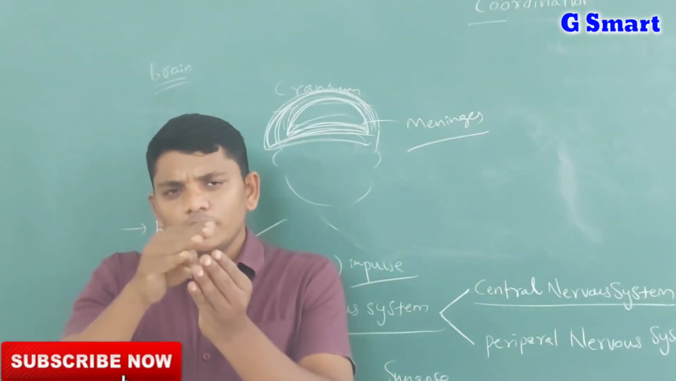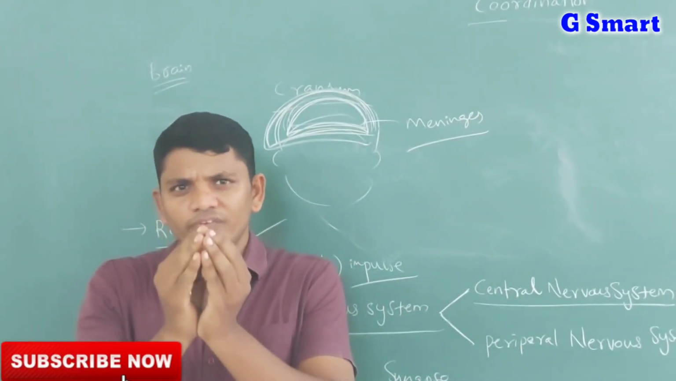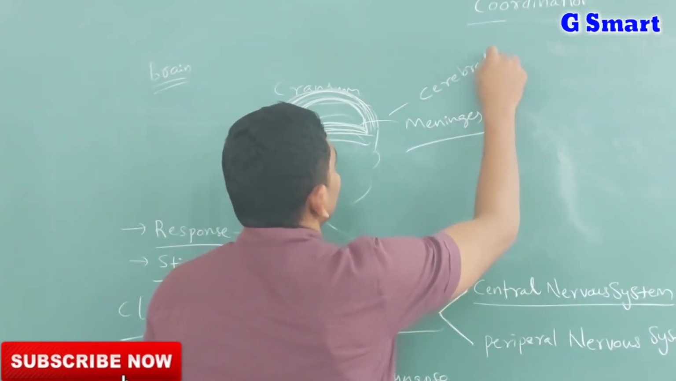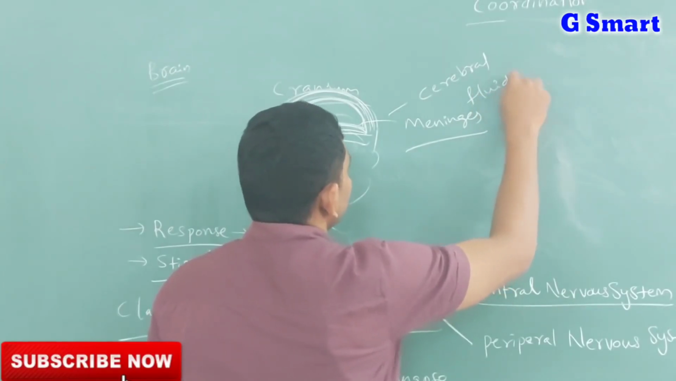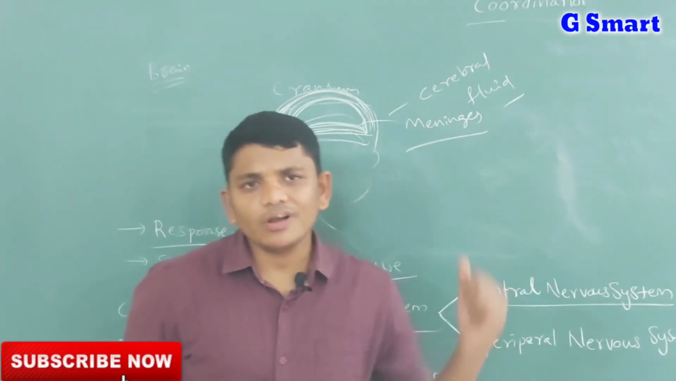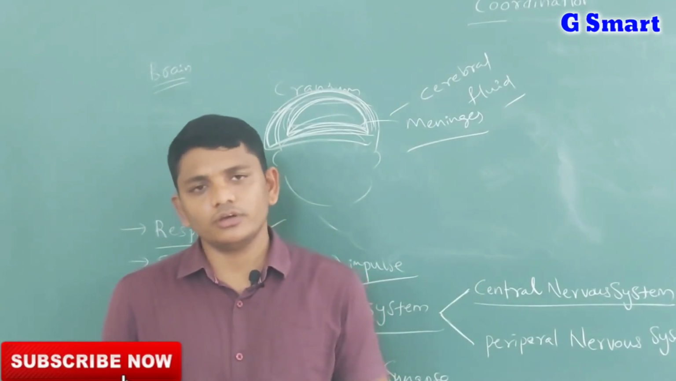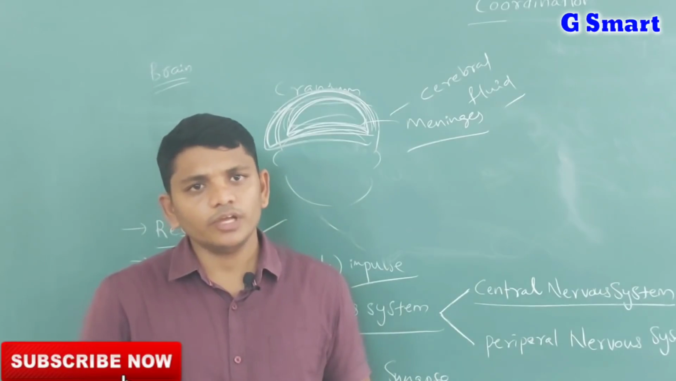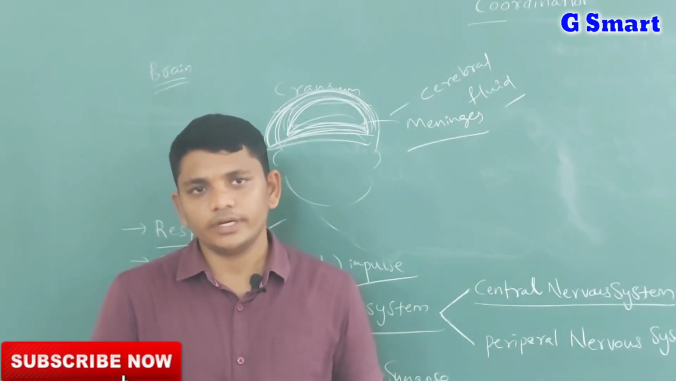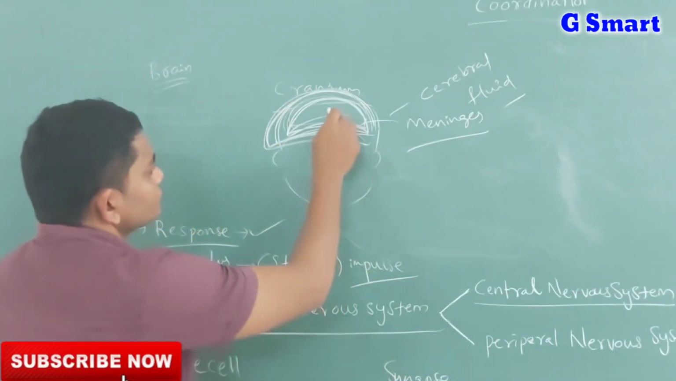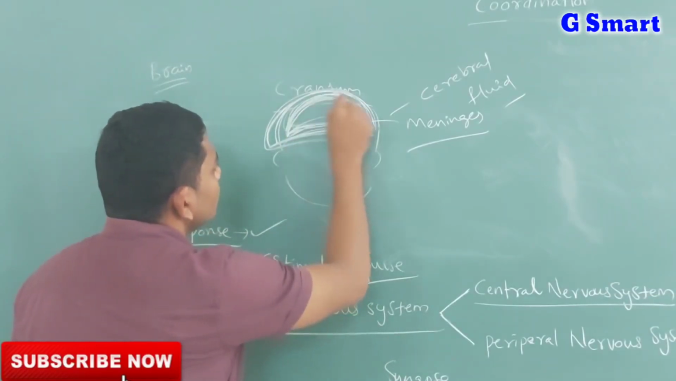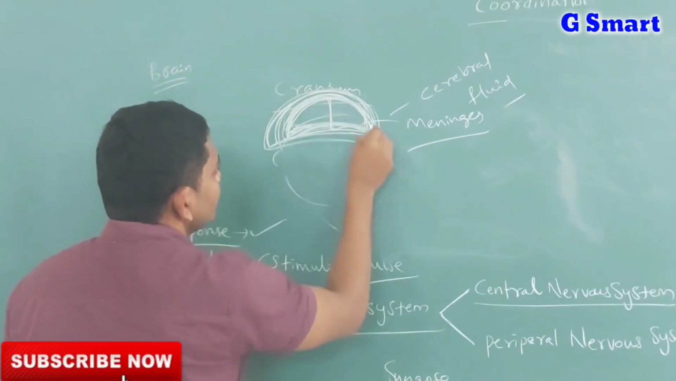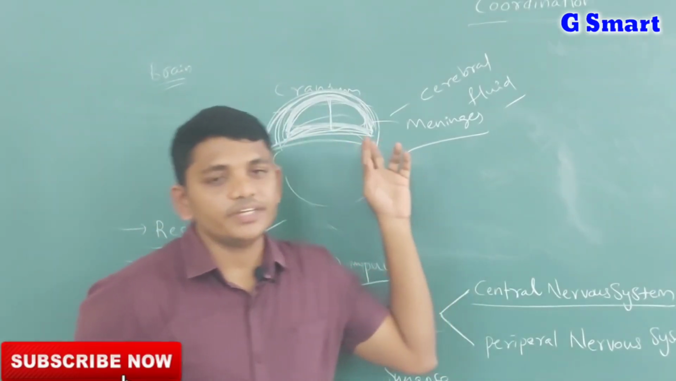In between the three layers, there is a fluid filled, which is called cerebral fluid. Cerebral fluid protects the brain from the shocks and jerks coming from outside. Clear? And you know, the main part of the nervous system is the cerebrum. What is that? Cerebrum.